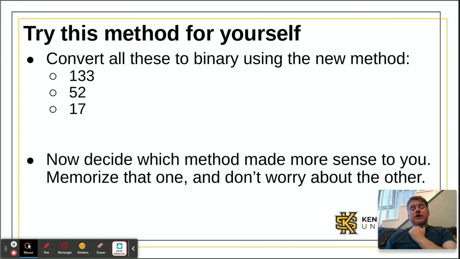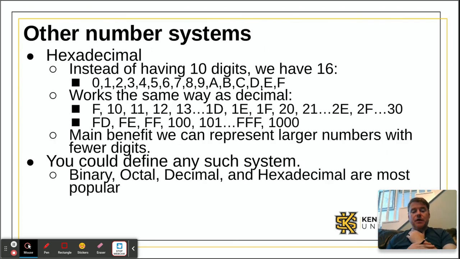All right, so using this new method, if you want to try, here's 3 new numbers for you to convert. So you're going to take 133, you're going to divide it by 2, and then you're going to see what the remainder is. Take the answer that you originally got, divide it by 2, and see what the remainder is, and keep doing that, reading the numbers backwards. If none of that made sense to you, don't worry about it. Just use the other method.